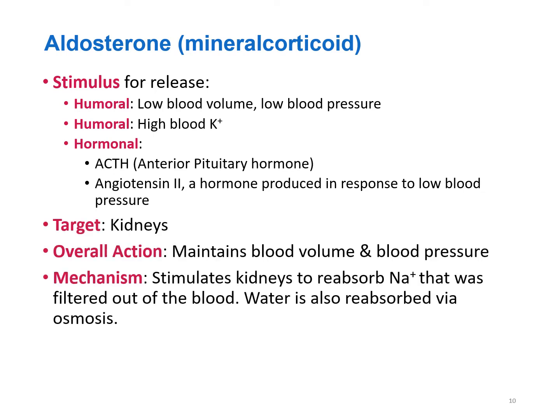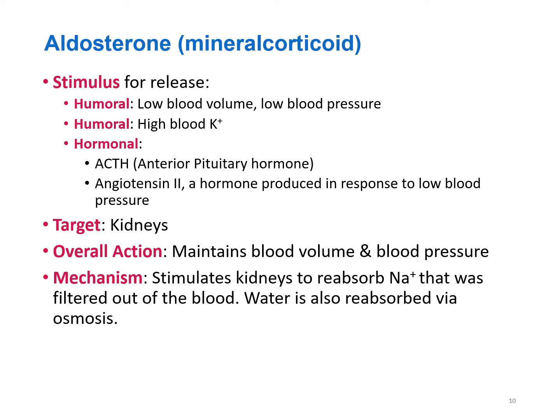So aldosterone, once it's secreted into the blood, targets the kidneys. What it does is cause reabsorption of water by the kidneys in order to maintain blood volume and blood pressure. If the kidneys are going to reabsorb more water, then they're basically going to decrease urine production. So urine will tend to be produced in smaller amounts and it's more concentrated.